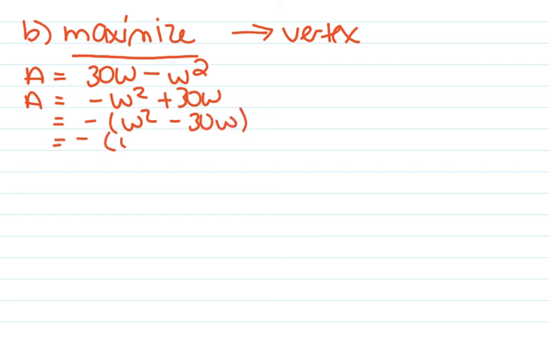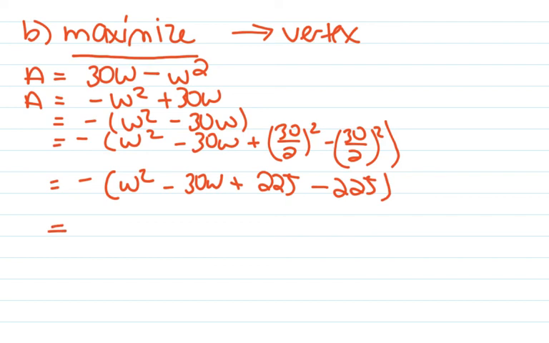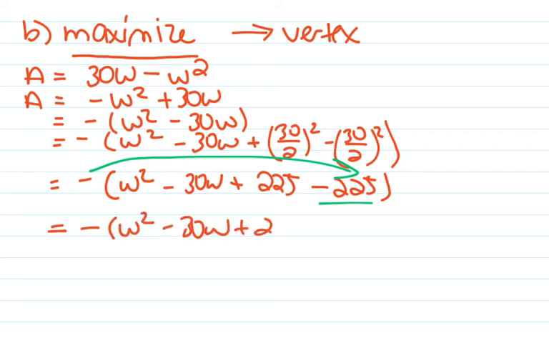Now we're going to look at the B value, which is 30. We're going to divide it by 2 and square it. Negative bracket W squared minus 30W. 30 divided by 2 is 15. 15 squared is 225. Then we're going to get that last term out of the bracket by multiplying it by the negative. So we have negative bracket W squared minus 30W plus 225, plus 225.